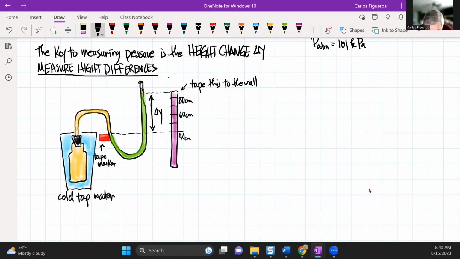If I look at this height change, I'm going to say that's probably 85 centimeters. So my height change in this case is going to be 85 centimeters, let's say minus 40. So this is going to be 45 centimeters, or 0.45 meters.